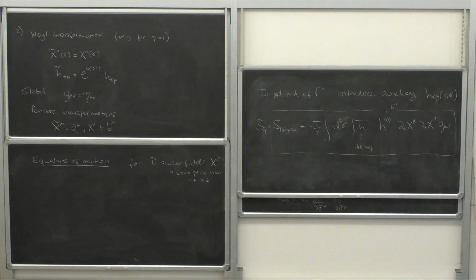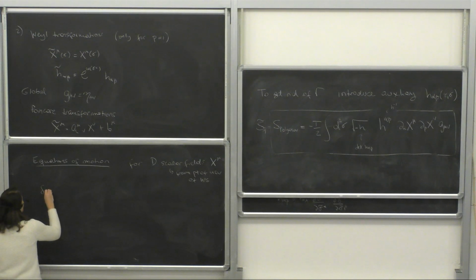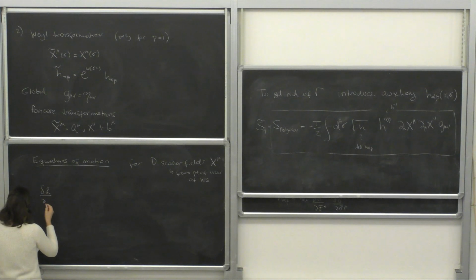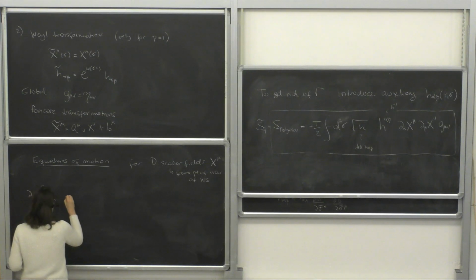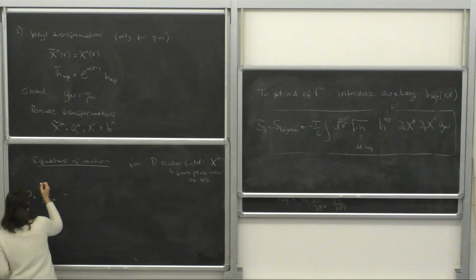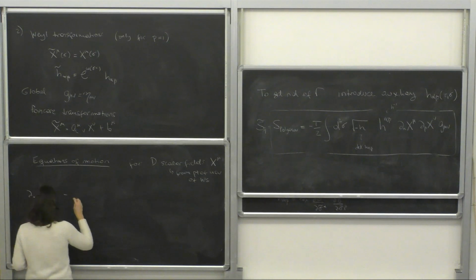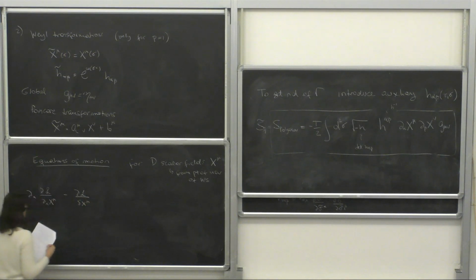So how do I find the equations of motion, given the Lagrangian? The usual thing, right? Derivative of the Lagrangian with respect to d alpha x mu, and then this d alpha, minus derivative of the Lagrangian with respect to x mu, right?